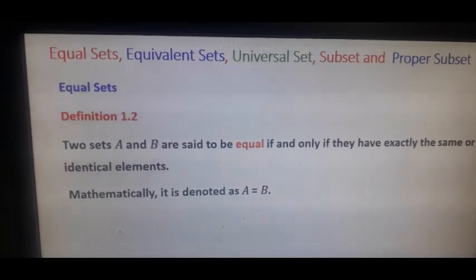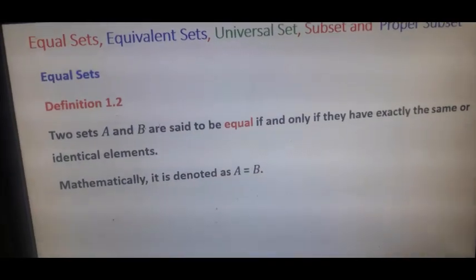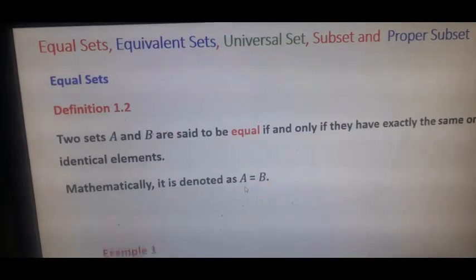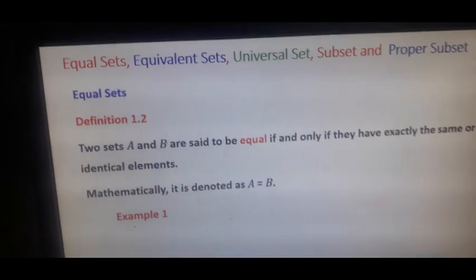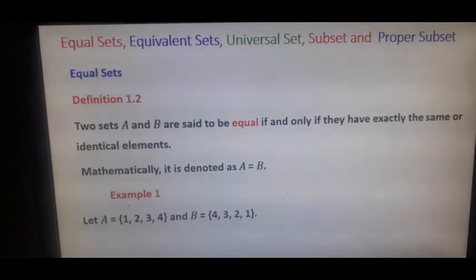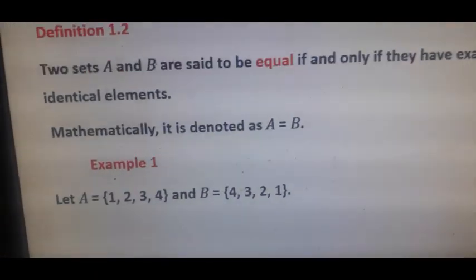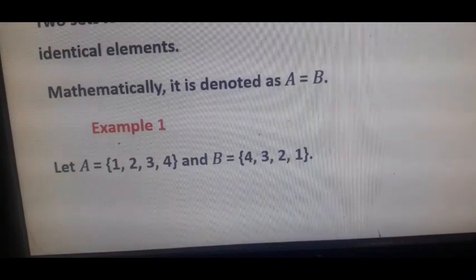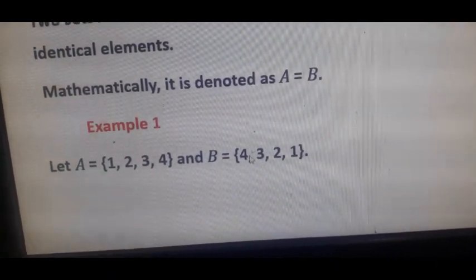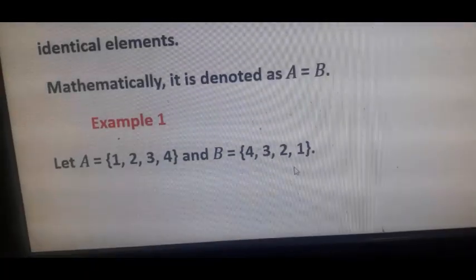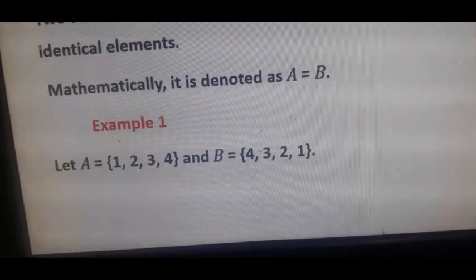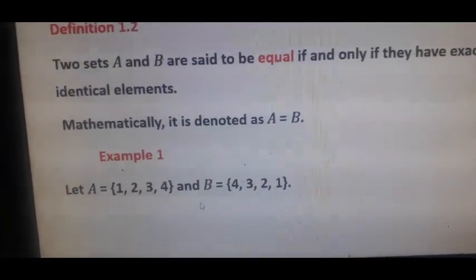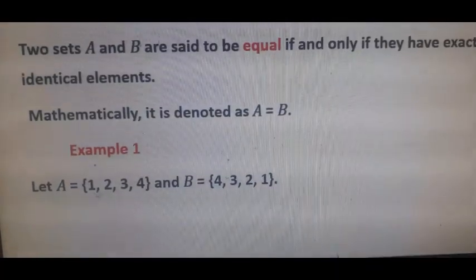Mathematically, it is denoted as A is equal to B. This is the symbol for equal. Example: let A be a set containing the elements 1, 2, 3, 4, and B also contains the elements 4, 3, 2, 1. Are these two sets equal or not? To decide this, let us see the elements of A: 1, 2, 3, 4.